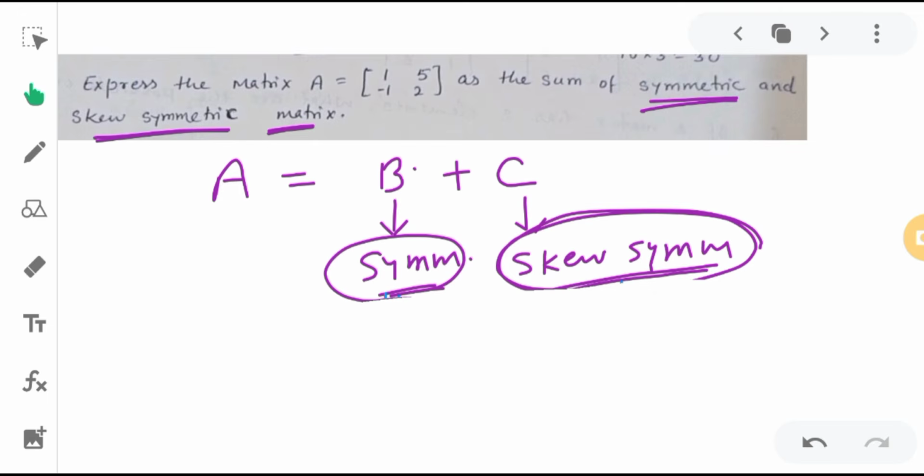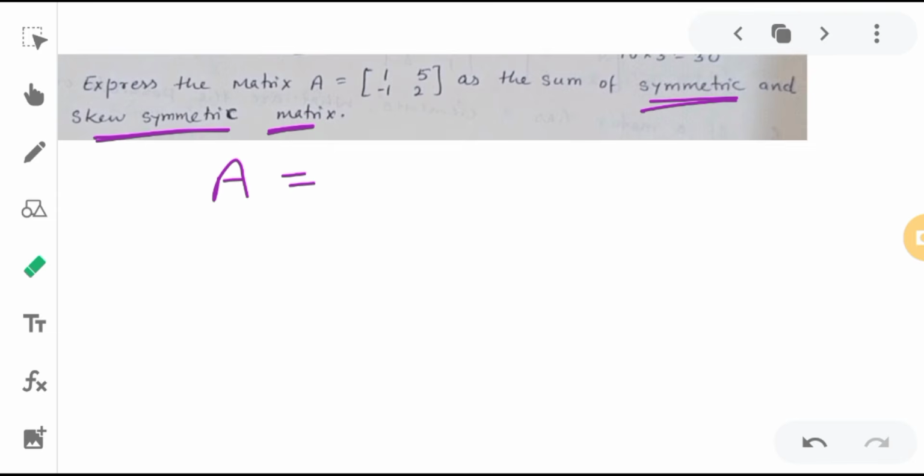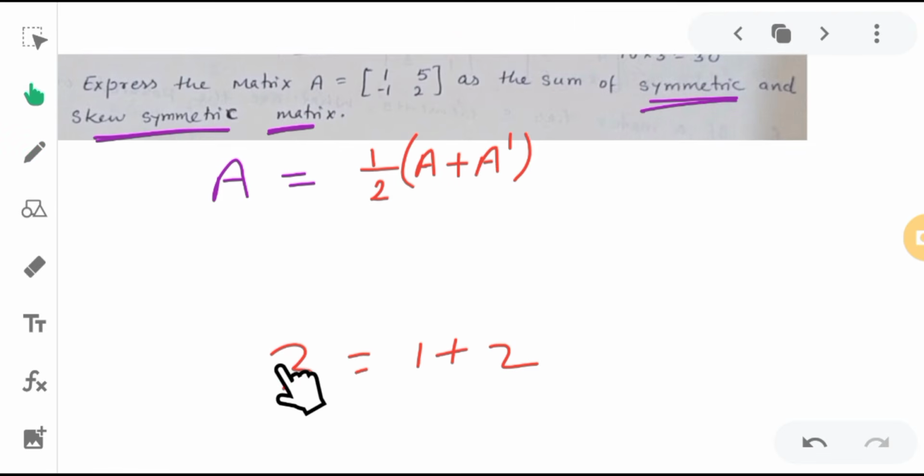So how? If this type of question comes, then the symmetric matrix will be half of A plus A transpose. Because we have to convert this A, the left side and right side should be equal. Then only can I express A as a sum, like I can write 3 as 1 plus 2. So the left side is equal to the right side. Similarly, if I am expressing A as the sum of two terms, then the sum on the right side should be equal to the left side.